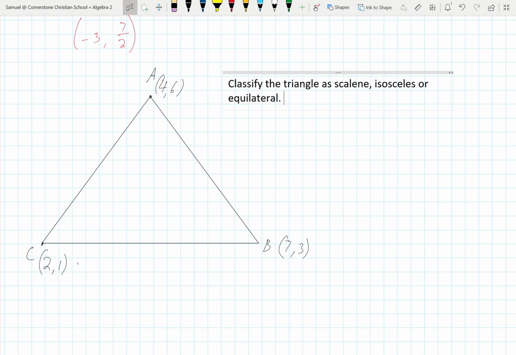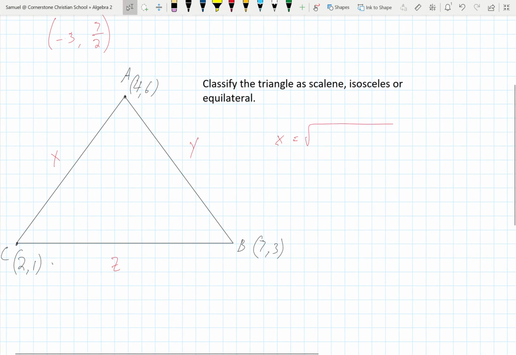Those classifications are based on the sides. So I need to figure out what each of these sides equals. If all three of them end up being the same distance, that means all three sides are the same, so they're equilateral. If two of the sides are the same, then it's going to be an isosceles triangle. And if all three are different, then it must be a scalene triangle. And so I need to find the distance. Let's find the distance of x. So x is between A and C. I'm going to plug that into my square root here.